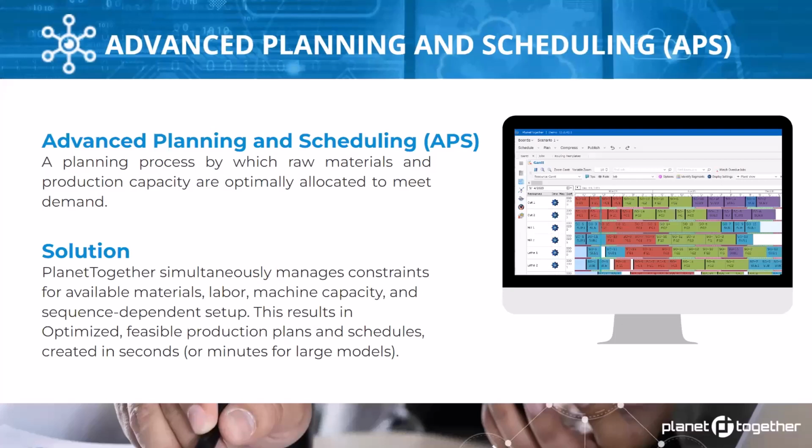At Planet Together, we have created a highly configurable modeling tool that allows us to simulate your production environment. We take all your real-time master data, current inventory levels, planned downtime, plus supply and demand signals to produce an optimal and actionable production schedule in minutes or seconds. In this video, we'll demonstrate how our tool can be used by heavy equipment manufacturers.